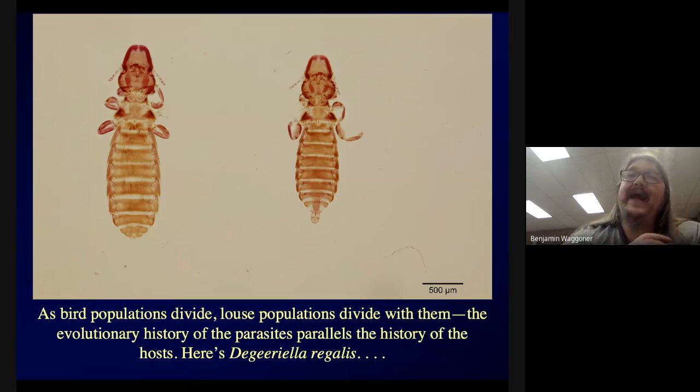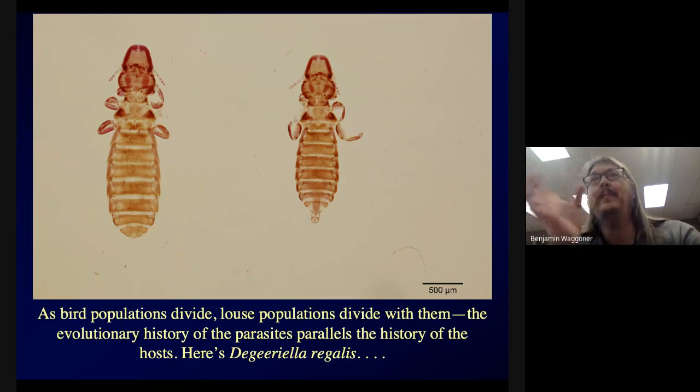And that means that as bird populations divide, chewing louse populations divide with them. We talked about this some time ago, but think of the model of speciation where you start with one population that gets split into two by some barrier. Anything that splits a population of hosts into two is going to split the population of parasites on the hosts into two. And that means the evolutionary history of parasites often matches the history of the hosts very closely.